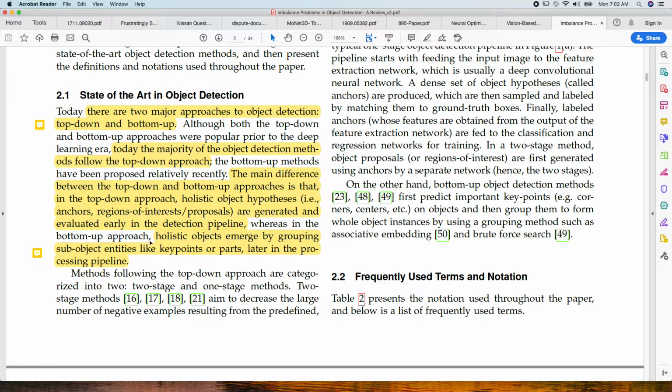But in the bottom-up approach, holistic objects emerge by grouping sub-object entities like key points or parts later in the process. Like I said, this follows the capsule network, where for instance, to detect a house, you may want to detect the roof, detect the walls, and be able to build them together to know that this is a house.